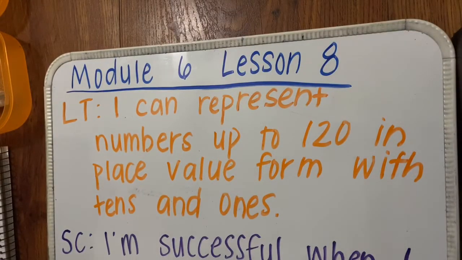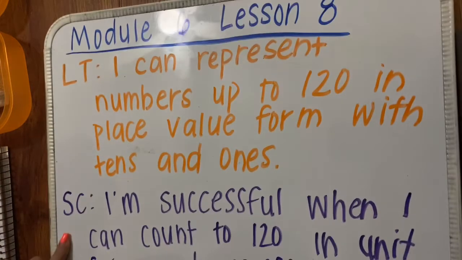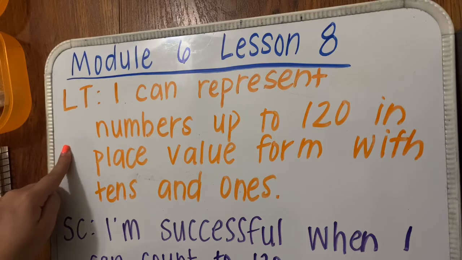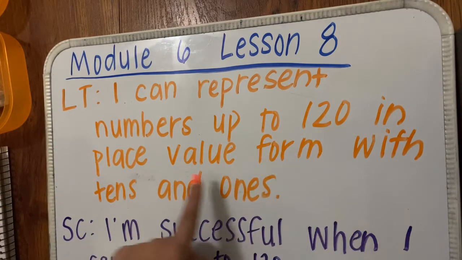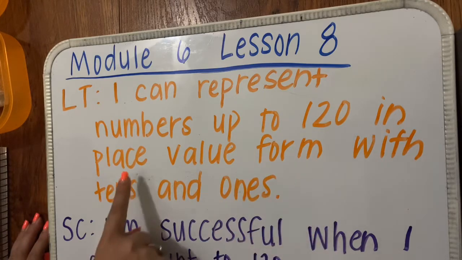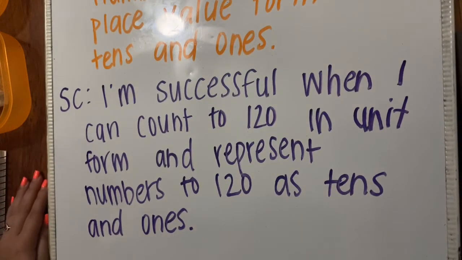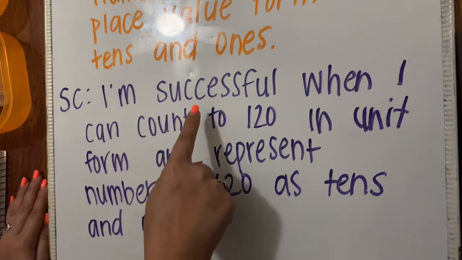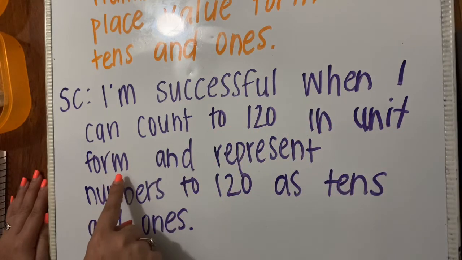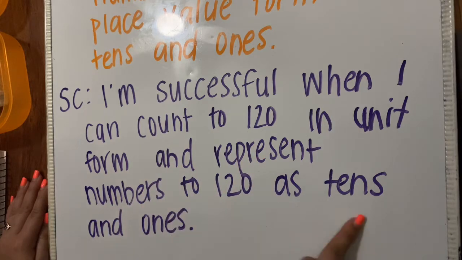All right, so Module 6, Lesson 8, we have our learning target and our success criteria listed here for y'all today. And our learning target says, I can represent numbers up to 120 in place value form with tens and ones. That's just a fancy way of saying we're going to be using our place value charts again. And then our success criteria for this morning says, I'm successful when I can count to 120 in unit form, so again, counting with tens and ones, and represent numbers to 120 as tens and ones.